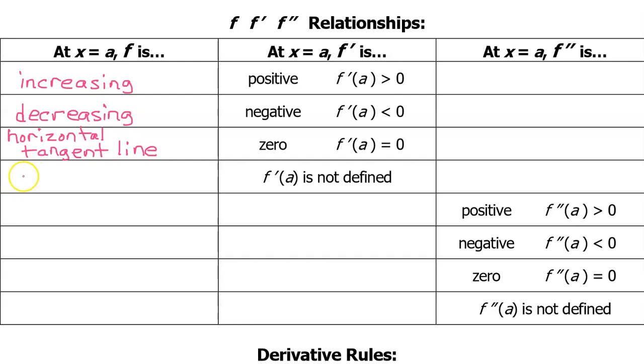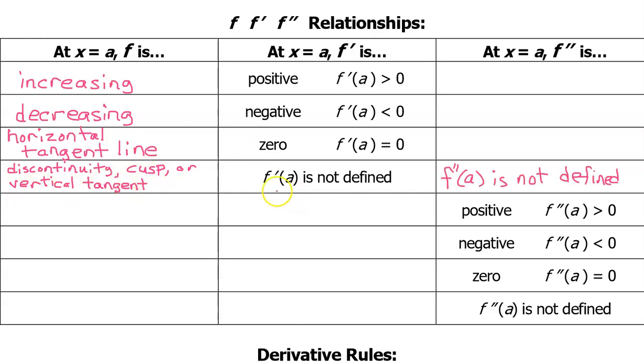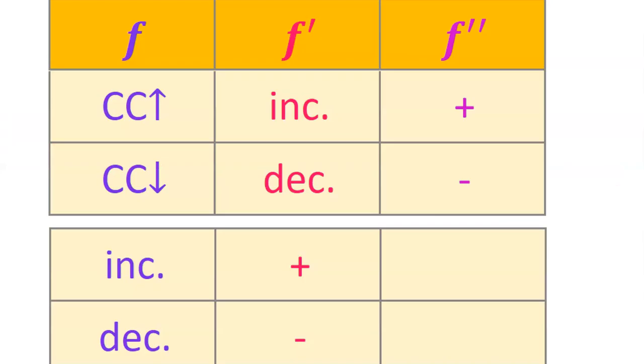There are three different things in function f that could cause f prime to be undefined. It could be a discontinuity, like a hole, a jump, or an asymptote. It could be a cusp, meaning some type of a sharp corner, or a vertical tangent line. Also, if f prime is not defined at a, then f double prime is not defined either.